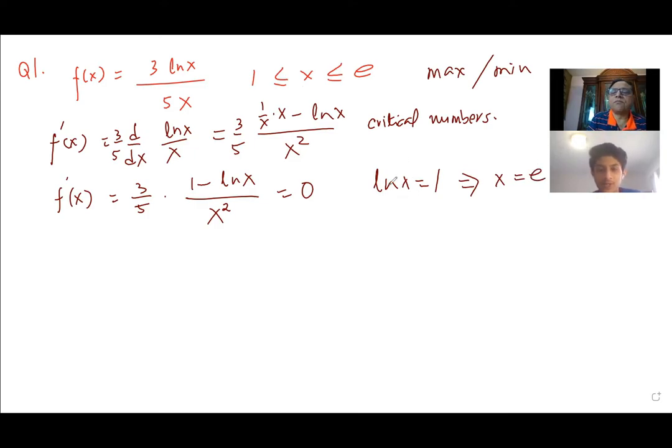Sir, sorry, one more question. When we have ln x equals 1, it basically means e to the power of 1 equals x, right? So then x would be equal to e. x equals e, right? So that becomes a critical number.